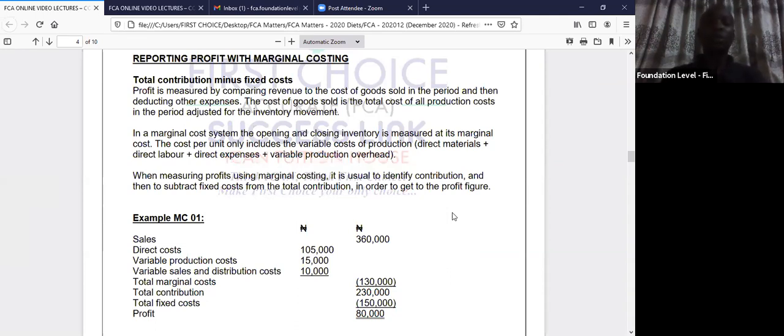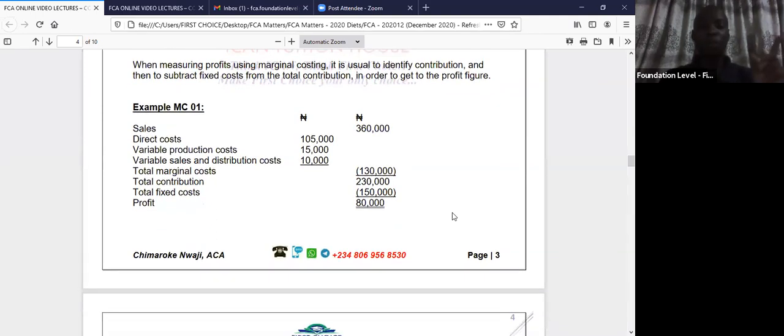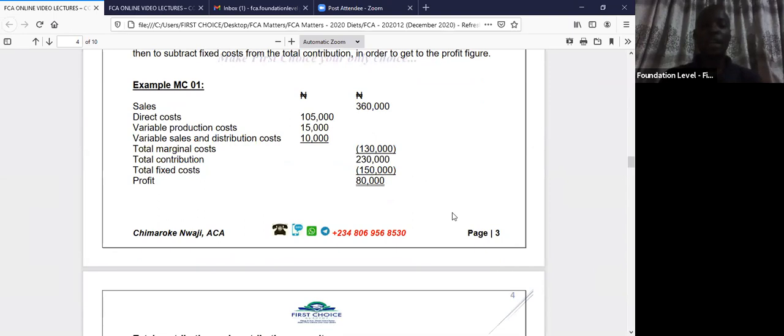Okay, so now if you are to arrange your absorption costing using these same figures, you are going to get the same profit of 80. But there are some situations you may not get the same profit. Now, the reason why you will have the same profit is because there is no stock. There is no opening stock and there is no closing stock. In this lecture, we are going to deal with stock and how we can account for it when we are using marginal costing and absorption costing.